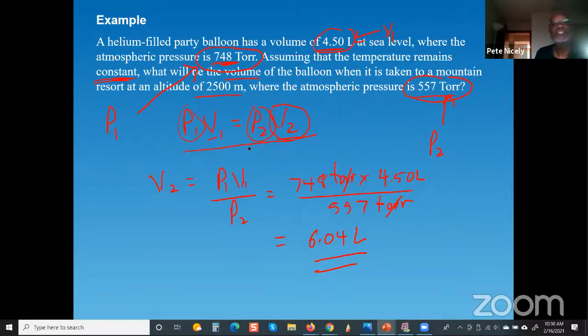So you may encounter a problem in the future where, for example, P1 is given in torr and P2 is given in, let's say, kilopascals. Then you need to either convert the torr units to kilopascals or vice versa before you plug them into this equation, all right? And the same is true for V1 and V2, all right? Okay, any questions about this example? Any questions?